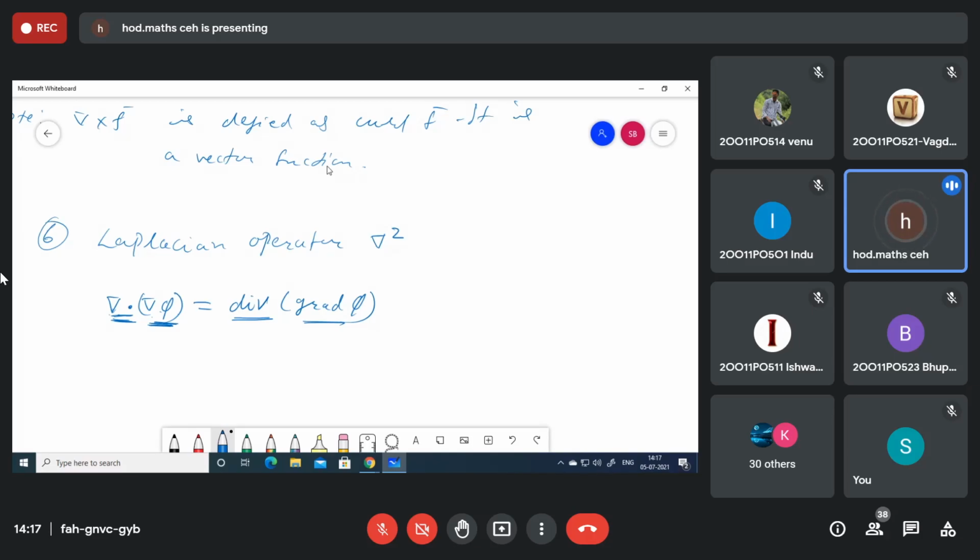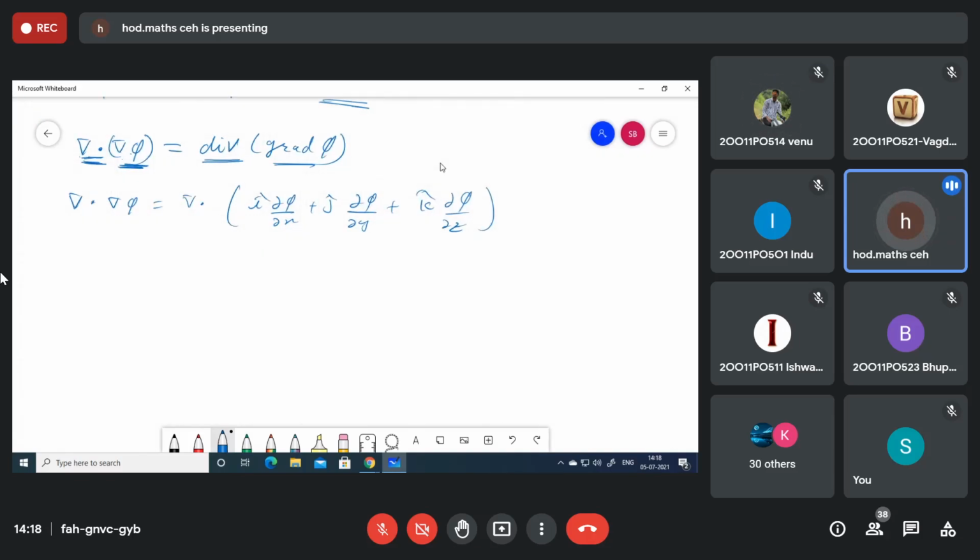Okay. So let's see how it is defined. Del dot del phi. Del dot I will write later. What is del phi? It is i dou phi by dou x plus j dou phi by dou y plus k dou phi by dou z. Is it or not? Yes, ma'am.